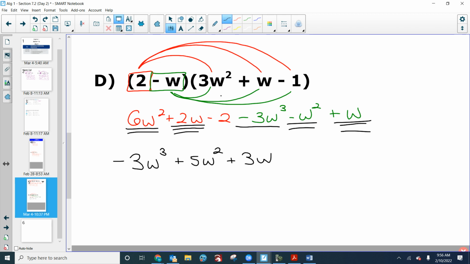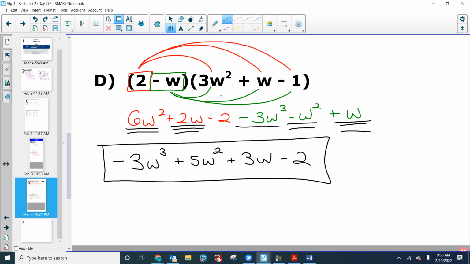Ethan, how many single constant number terms do I have? And what is it? Negative 2. Do you see how it's good to kind of place them in their correct order as you're combining like terms? Turns out to be beautiful.